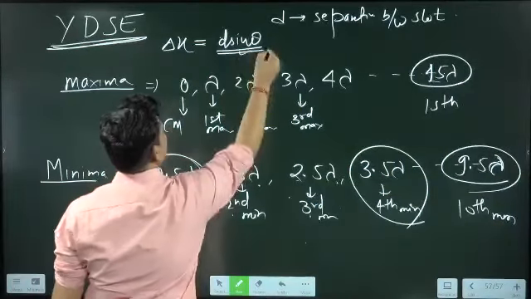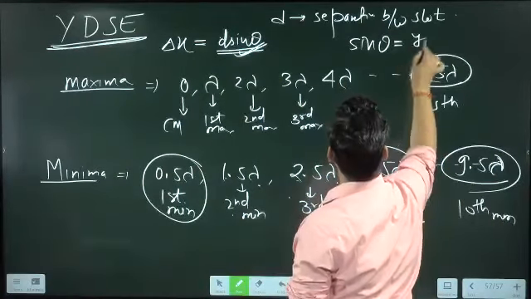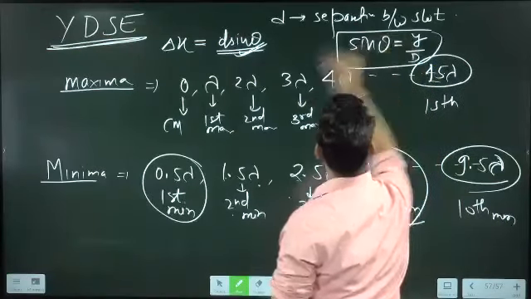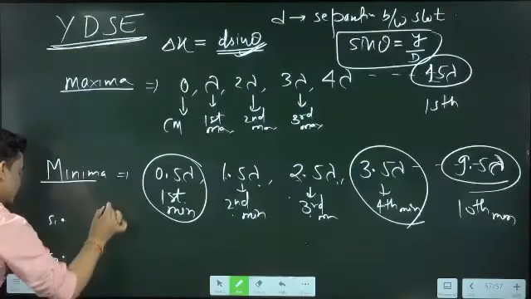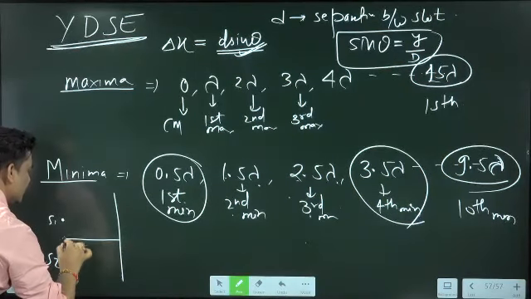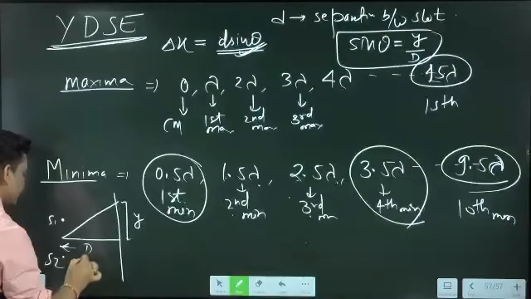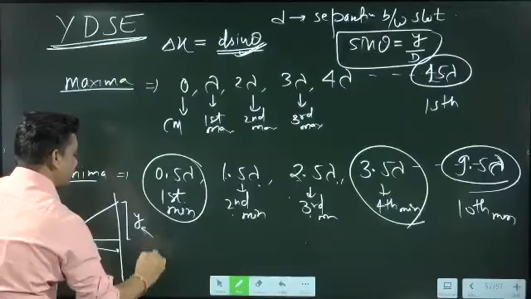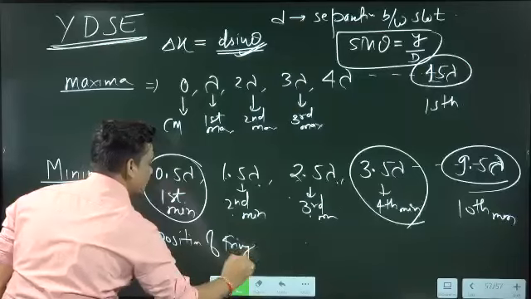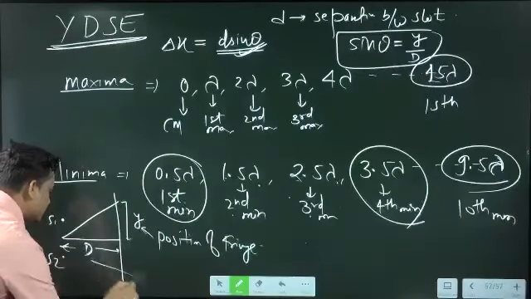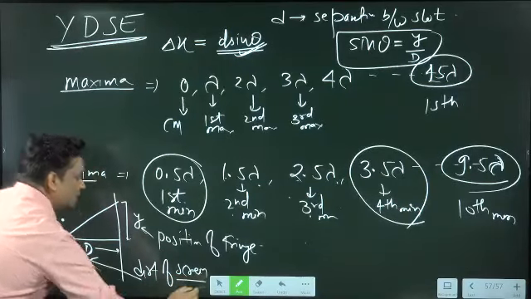Now delta x is always d sine theta, and sine theta is equal to y by D. What is y basically? This is slit S1, this is slit S2, this is the screen. Light is reaching here, so this distance is y, and this is the capital D. Y is the position of the fringe, and capital D is the distance of the screen.